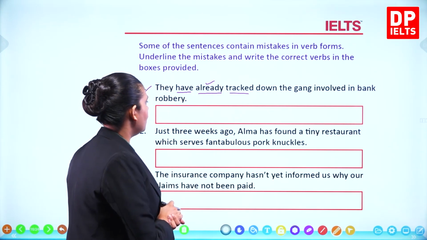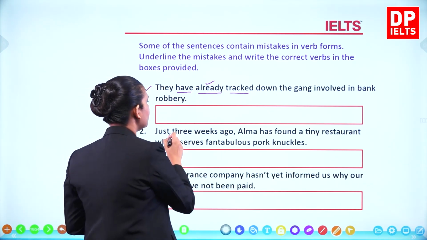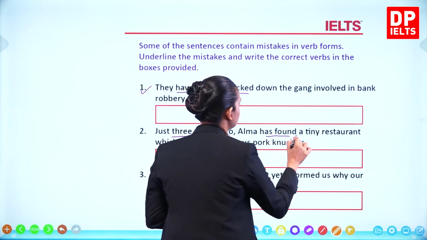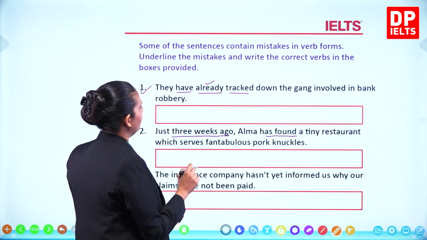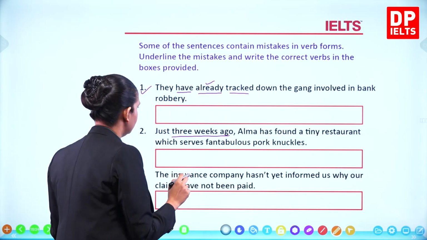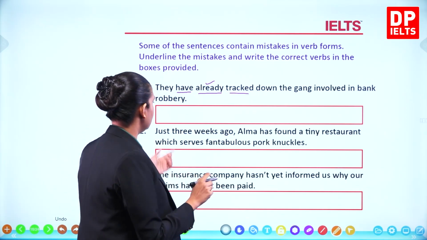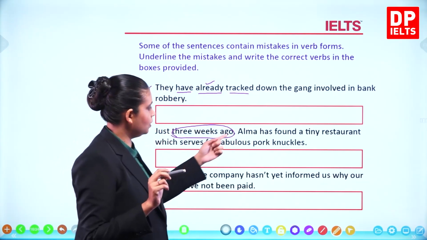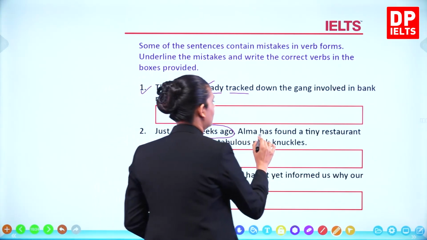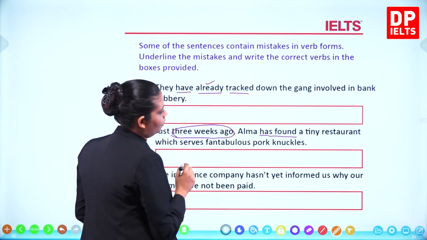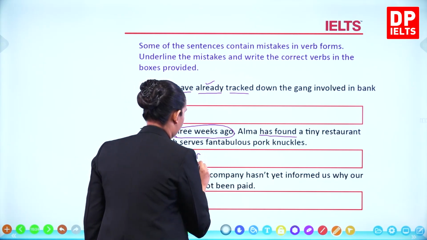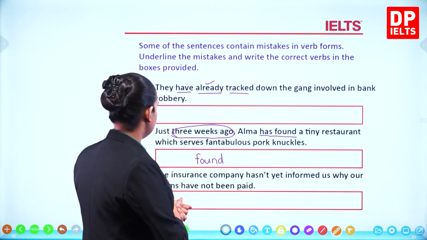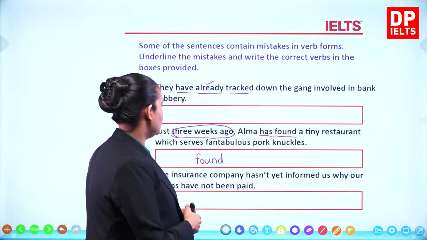Just 3 weeks ago, Alma has found. So 3 weeks means we know the specific time. So you don't have to say has found. That's wrong. So let me just underline the relevant one. If not, you will get confused, right? So 3 weeks ago is a specific time, right? But then you can't say has found. So that is wrong. So you can say just 3 weeks ago, Alma found a tiny restaurant which serves fantabulous pork knuckles.